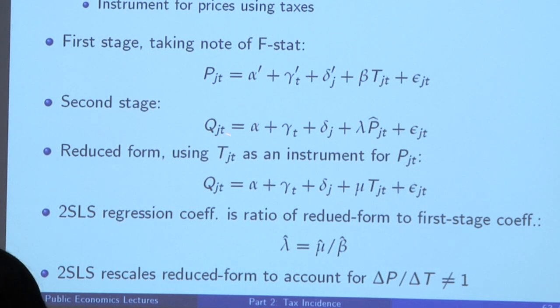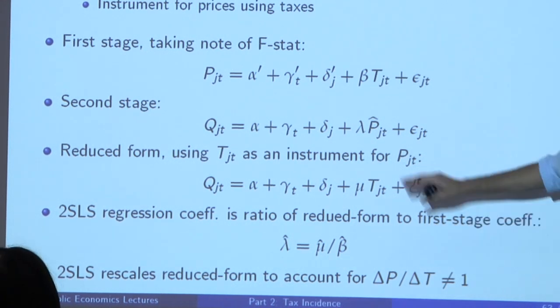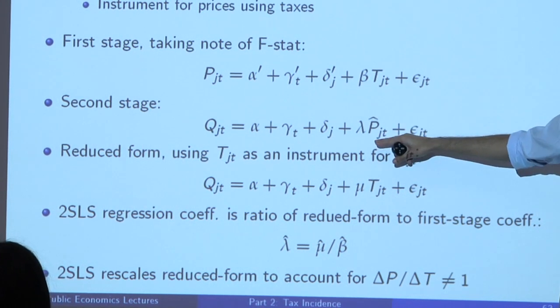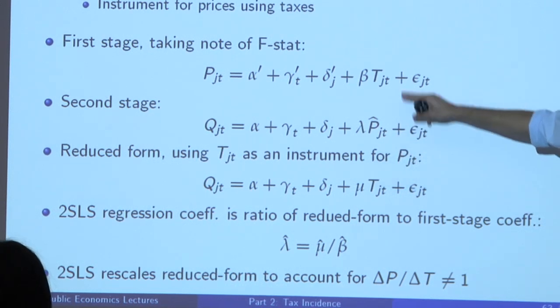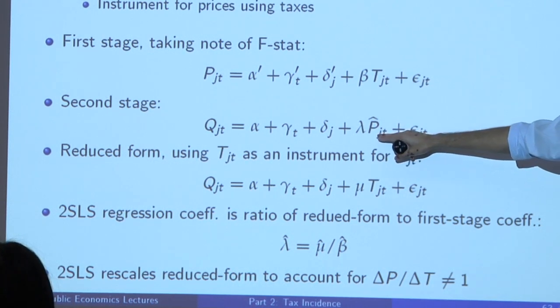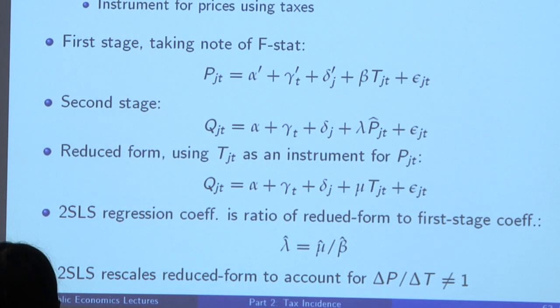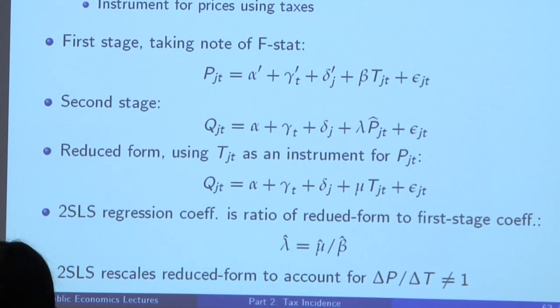Now the second stage, the way I want to think about this is I have an instrument for price. So now I have, let's say I generate fitted values off of the first stage, which I'm going to call P hat, right? Predicted values. So I put that here on the right-hand side, and I look at how quantity relates to predicted prices, okay? And so that gives me the second stage coefficient lambda, which is the elasticity of interest. How does a change in price affect quantity?